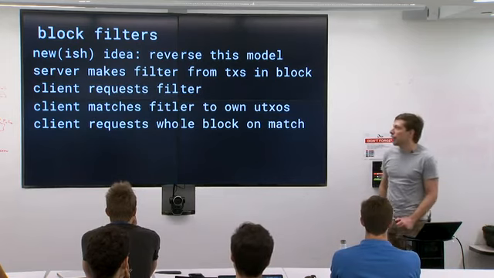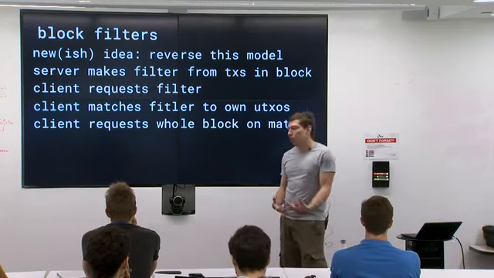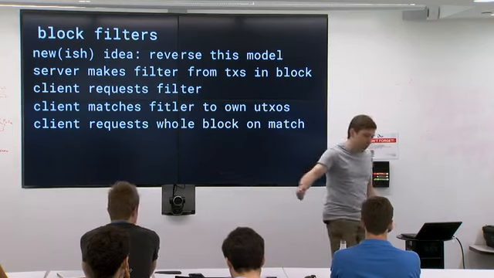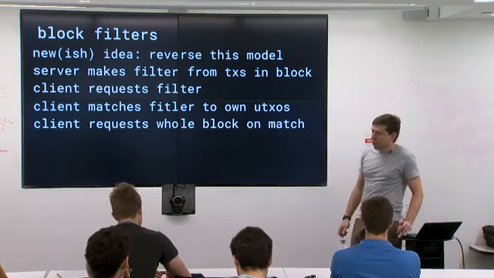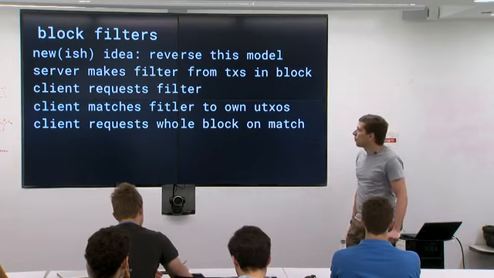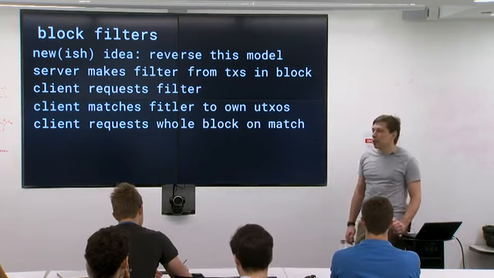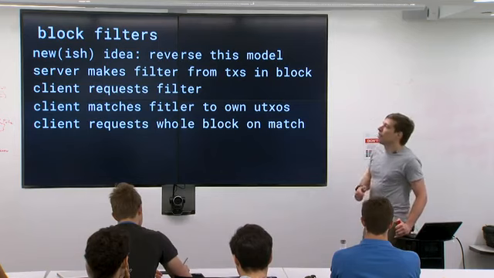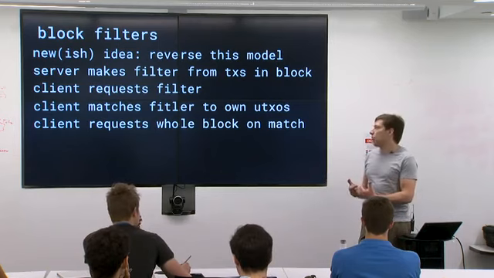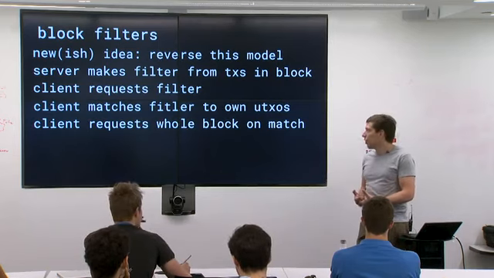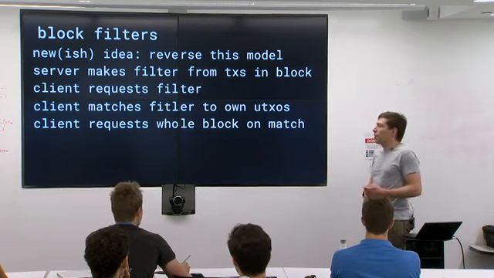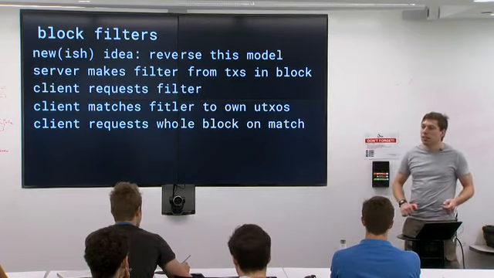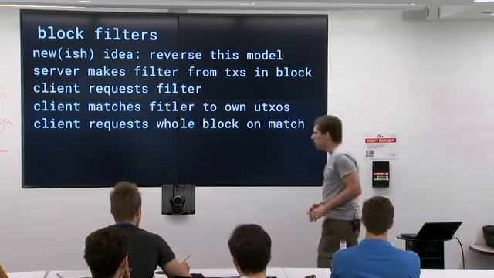Instead of having the client create a Bloom filter and send it to the full node, have the full nodes make Bloom filters from all the transactions within a block. And then the client will just ask for that filter. The client can then perform the filter match function on their own UTXO set. And if they do find a match, they request the entire block. So this is a different model.